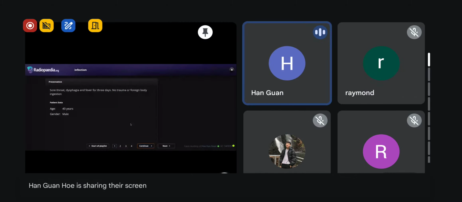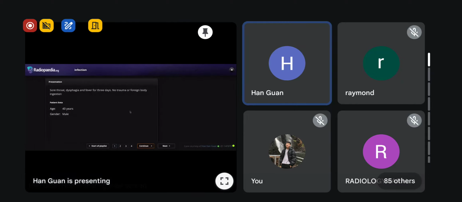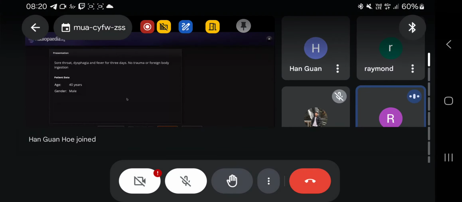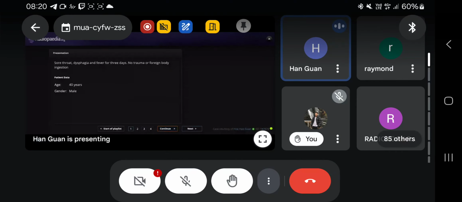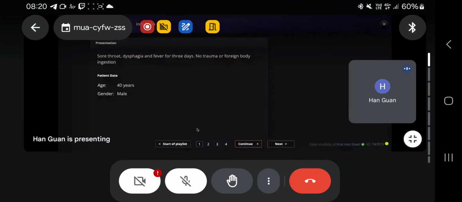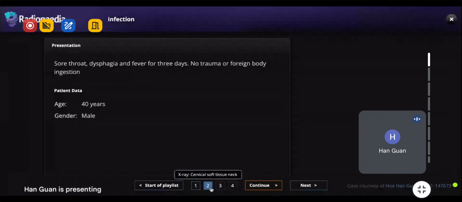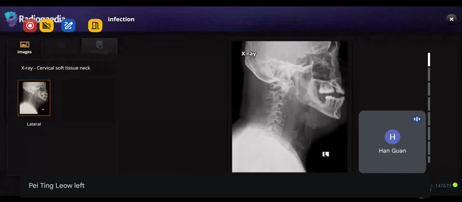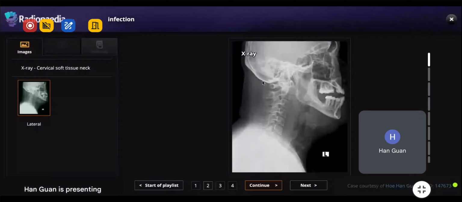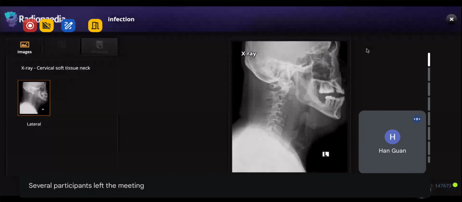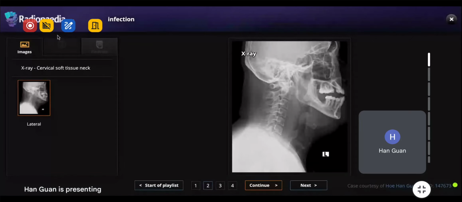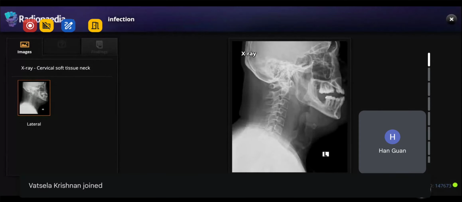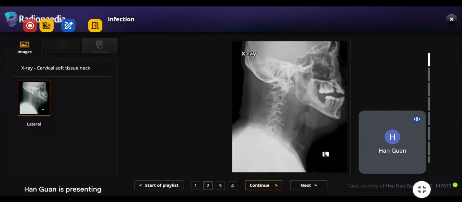So I have some cases to share. Can you see my screen? Yes. So this is a patient, 40 years old, with sore throat, dysphagia, and fever for 3 days. There is no history of trauma or foreign body ingestion. So can I ask any of the candidates to attend for this radiograph? Can I have Mayli, Tan Mayli?